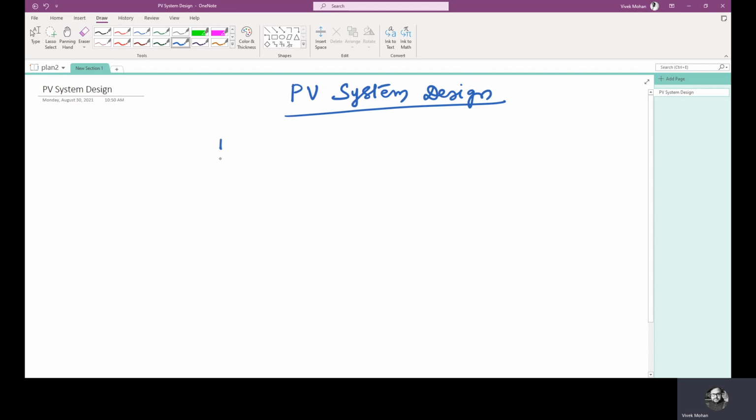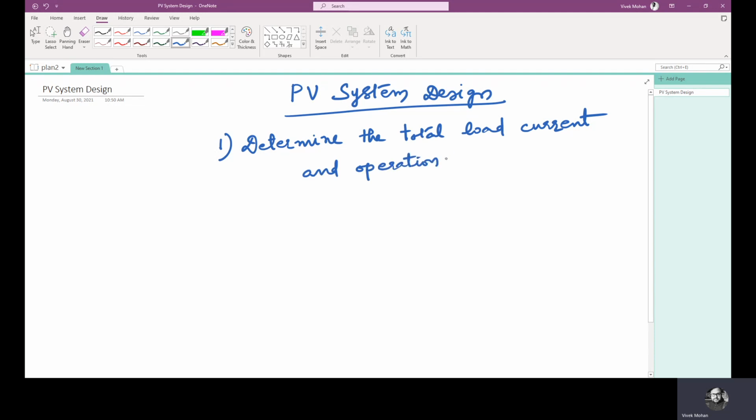Now the first step is to determine the total load current and operational time. If the operational time per day is given for the particular load, then based on that we can find the operational time and load current. Basically this is in amperes and this is in hours. So what we need is to find the ampere hours, right?